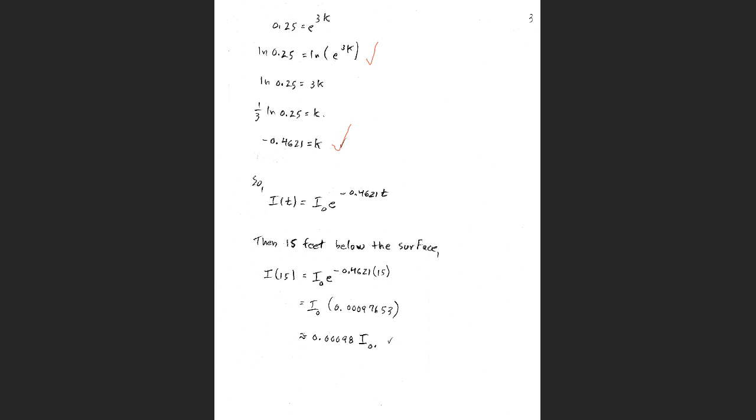So then the answer is that I of t is equal to this initial intensity, I sub 0, times e to the negative 0.4621 t. And that's what you would type in WebAssign. You would actually type that in.